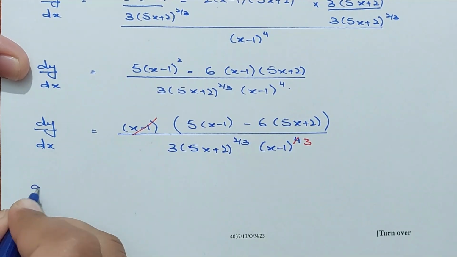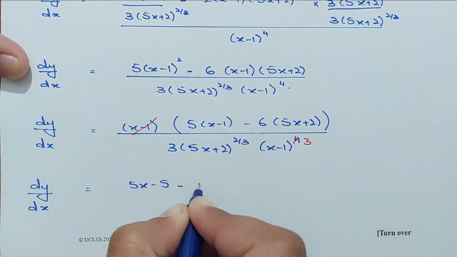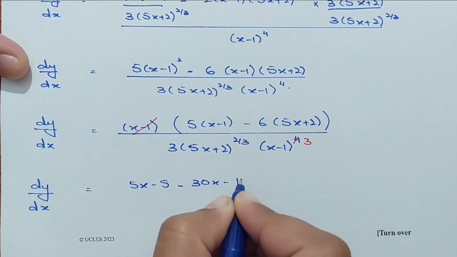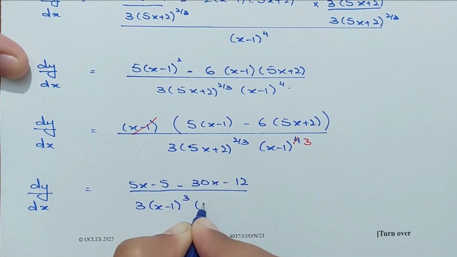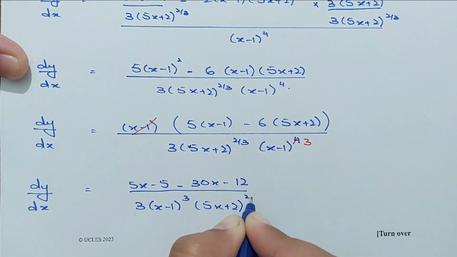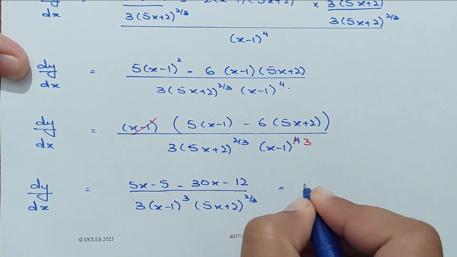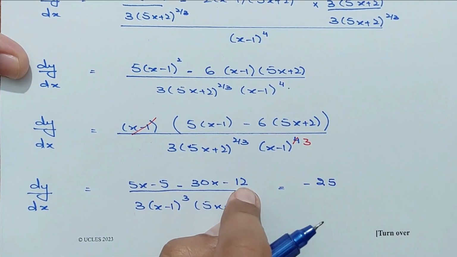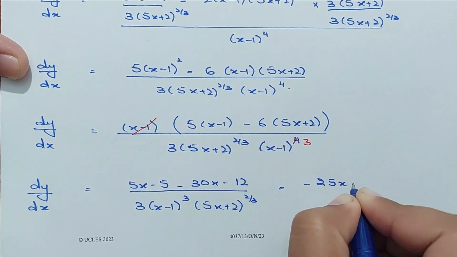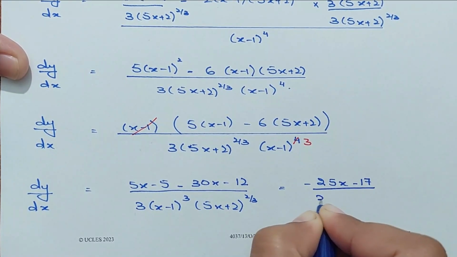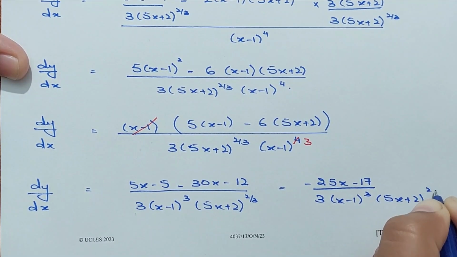Now let me simplify the numerator. dy over dx should be equal to 5x minus 5 minus 30x minus 12 out of 3 into (x minus 1) cube and (5x plus 2) to the power 2 by 3. Okay, so 5 minus 30, from 30 take away 5 is minus 25, and 12 and 5 makes negative 17, so this is minus 25x minus 17 over 3 into (x minus 1) cube and (5x plus 2) to the power 2 by 3, right?